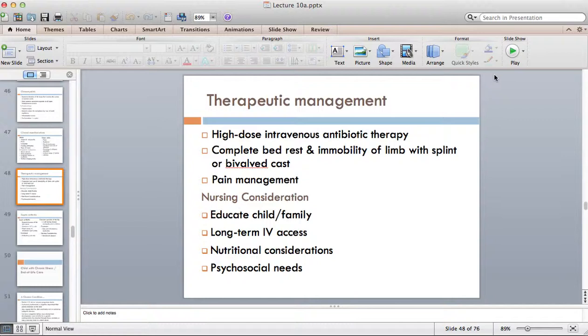and we'll have to immobilize the affected limb by putting on a brace and/or a cast to help rest that area. Then we need to educate the parents and/or the child about the need for the IV antibiotics. They'll start it in the hospital, and then they can go home on IV antibiotics, which means they are going home with a central line, which you need to care for and tell them about.